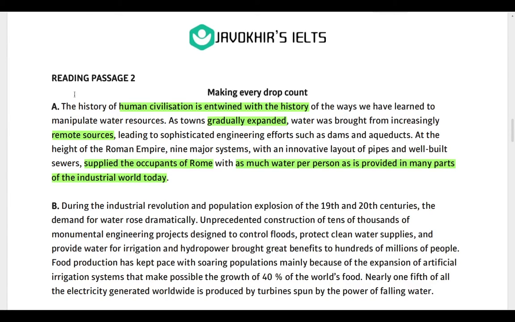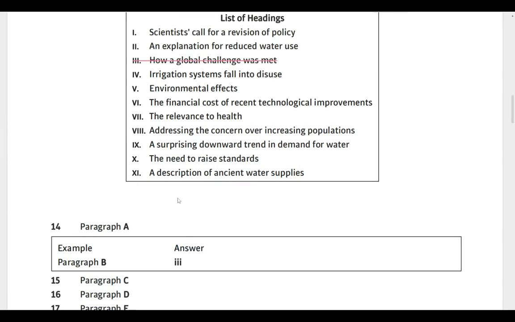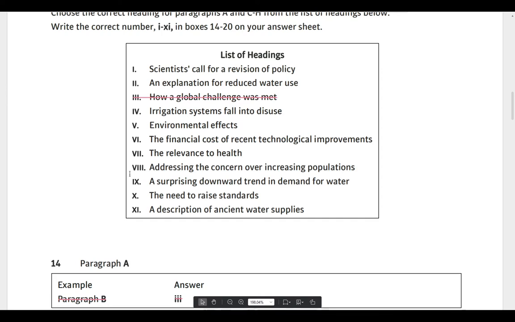So paragraph A is just giving us information about how water is connected, the history, and the amount of water that is literally shared with every individual, right? So we're gonna remove that one as well. We'll go one by one and try to identify the information.